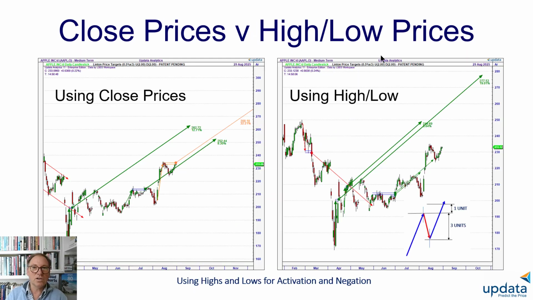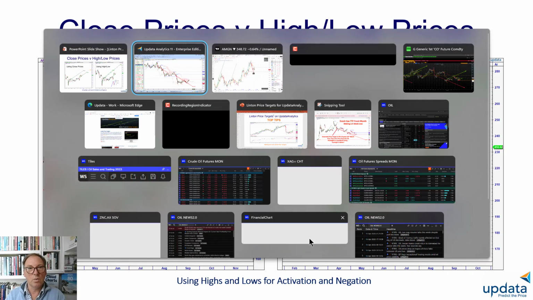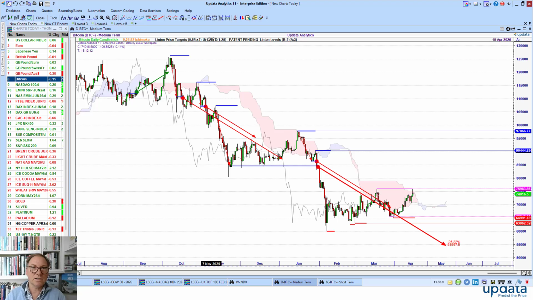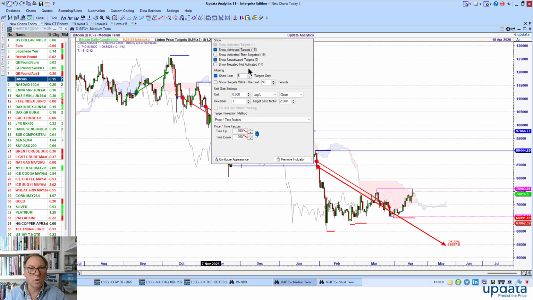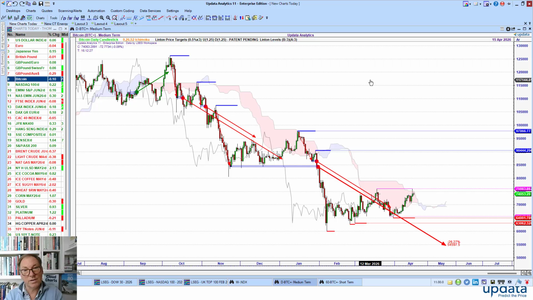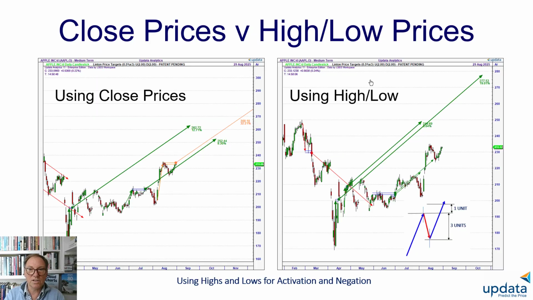You can actually use close or high-low in the target calculation, which again is an advantage in Updata that isn't necessarily in all other systems. But you can see here we're using close. You could use high-low, you can use open high-low, which will help you understand which one came first. But it's quite technical. I just use close prices. Again, the most important thing is you've got a target.